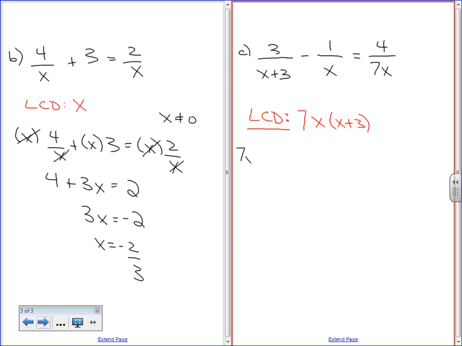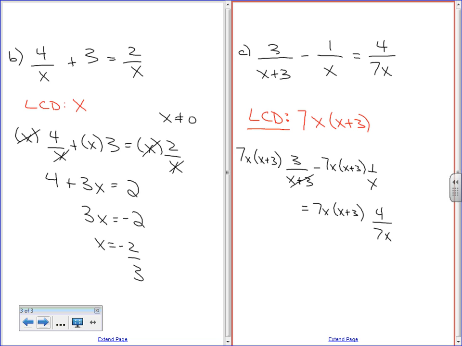As soon as I identify the lowest common denominator, now I multiply all terms by that. So 7x bracket x plus 3 times the first term minus 7x x plus 3 times the second term. And that's equal to 7x times x plus 3 times the third term. So again, the reason that we chose that lowest common denominator is for this step right here.